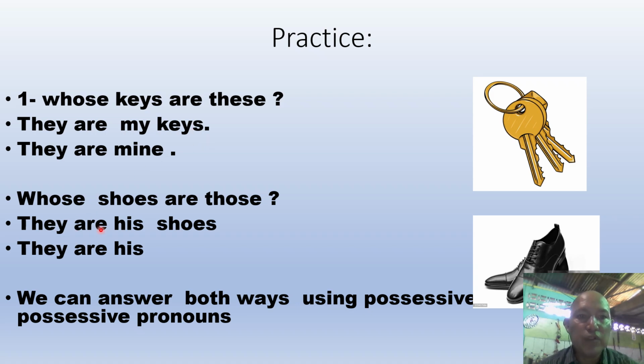In the next example, whose shoes are those? Those, when we're talking about something in the plural that is very far. Whose shoes are those? They are his shoes, a possessive adjective right before the noun. They are his, a possessive pronoun to replace the noun, in this case shoes, okay? We can answer both ways, using possessive adjectives and possessive pronouns, to indicate that something belongs to someone, okay?